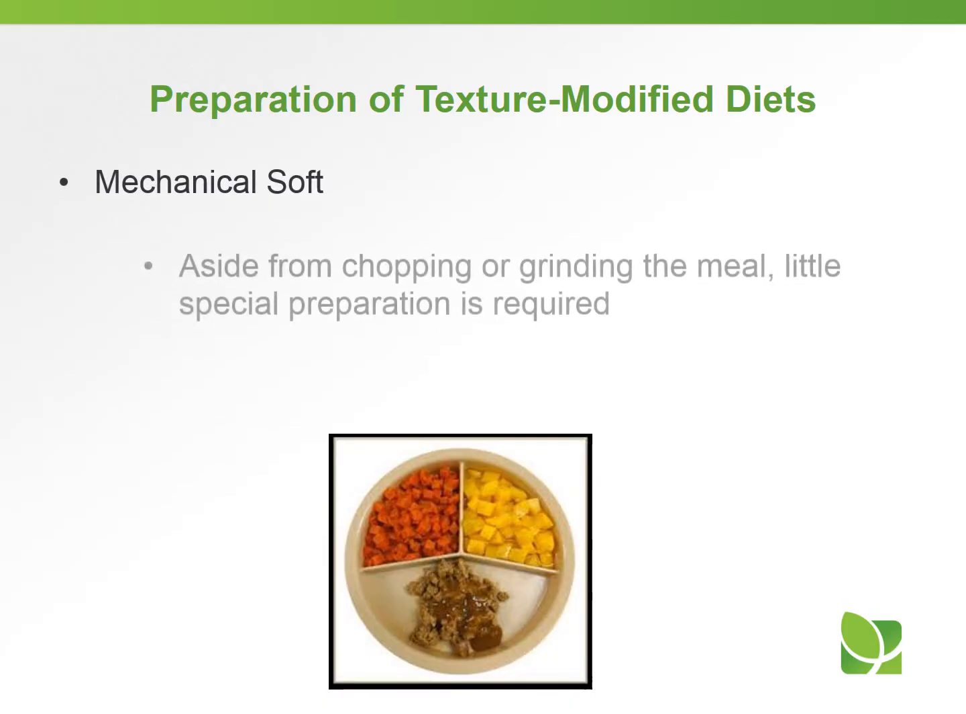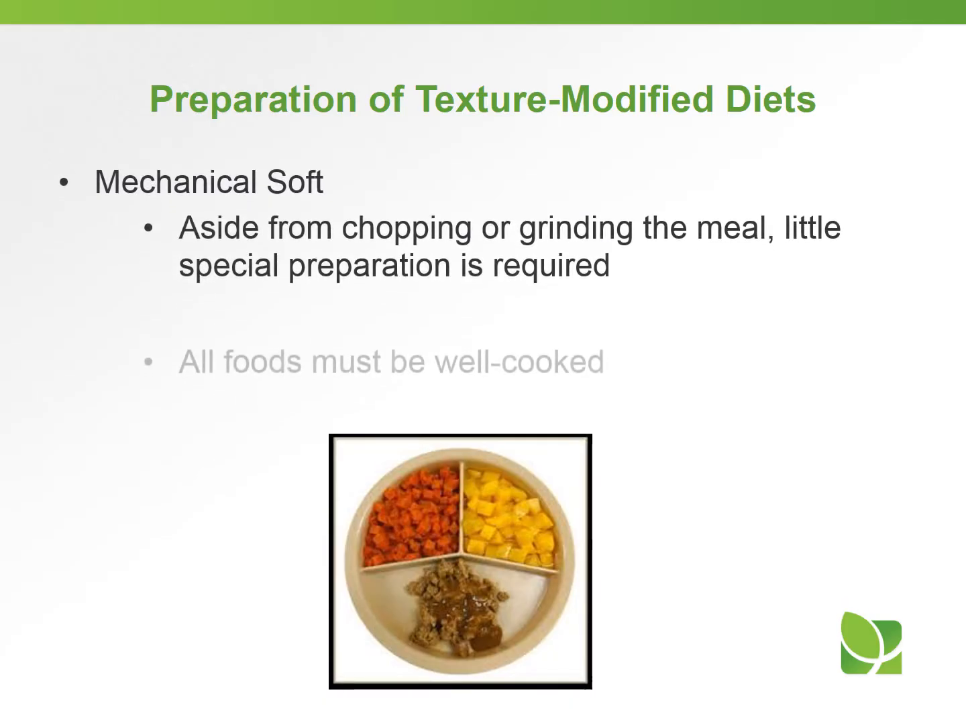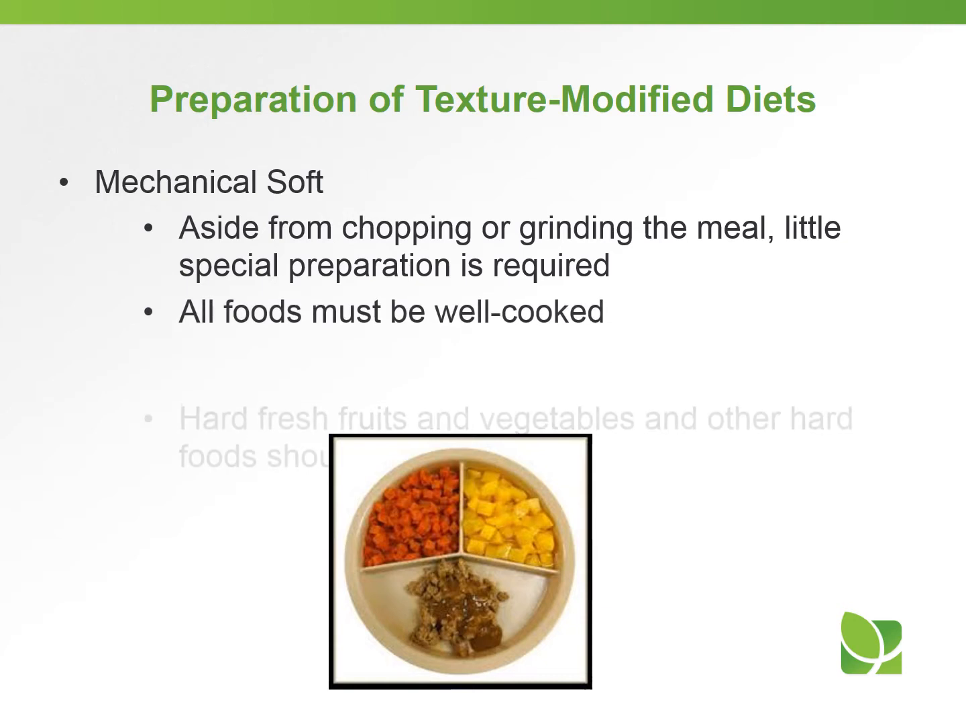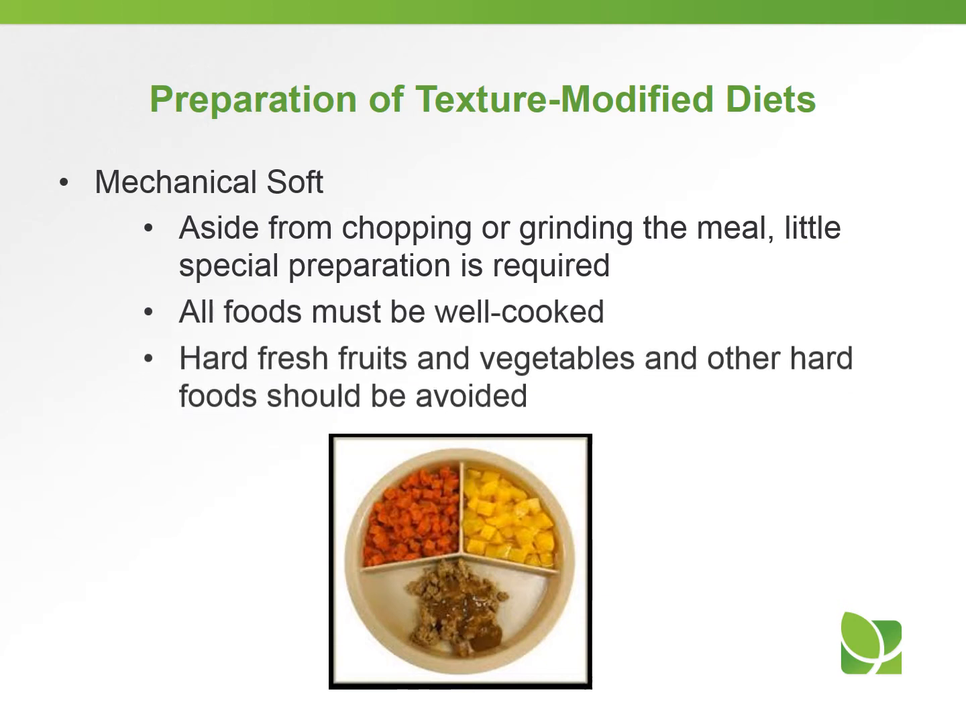Next, we'll talk about mechanical soft diet. So basically, you're going to be chopping or grinding the items on that meal, and otherwise, little special preparation is required. So all the foods have to be well cooked, and any hard, fresh fruits or vegetables or any other hard foods need to be avoided on a mechanical soft diet.